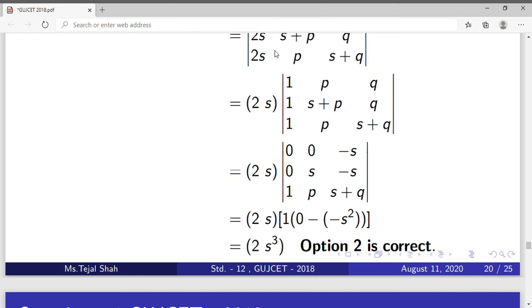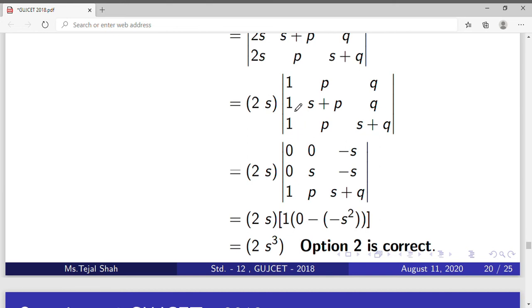Now from the first column take 2s outside. So the first column becomes 1 1 1, second column and third column as they are. Now here all elements are 1. So using this last row convert these elements to 0 and these elements to 0. So how can we do this? Third row multiply by minus 1, add in second.